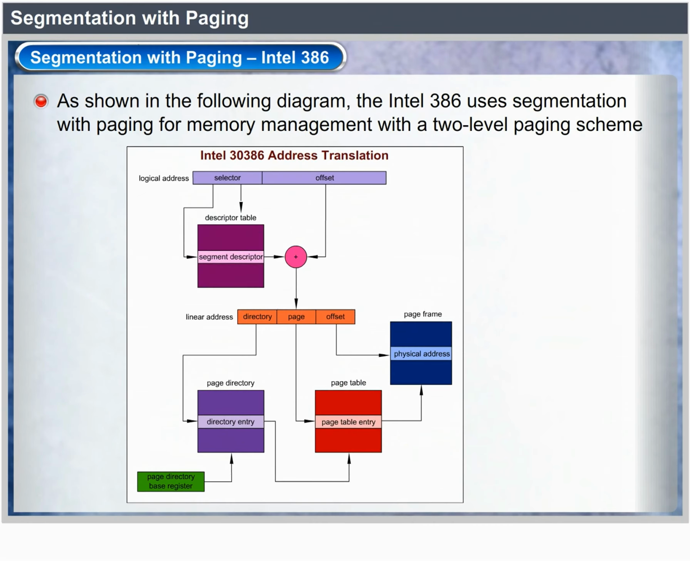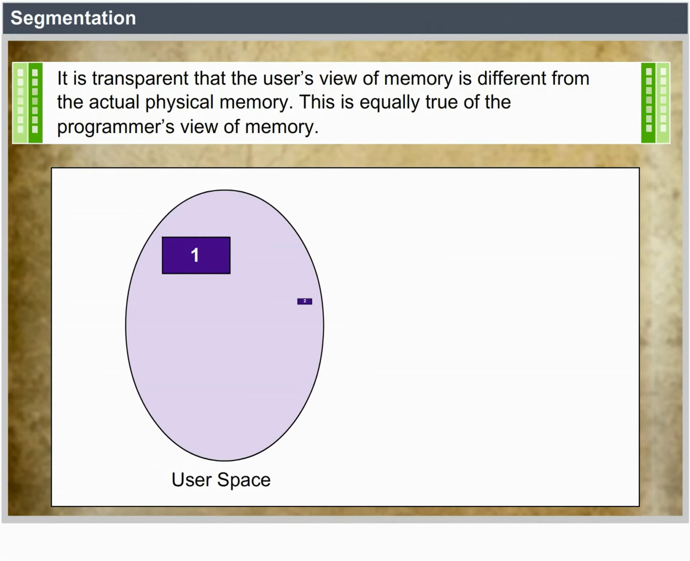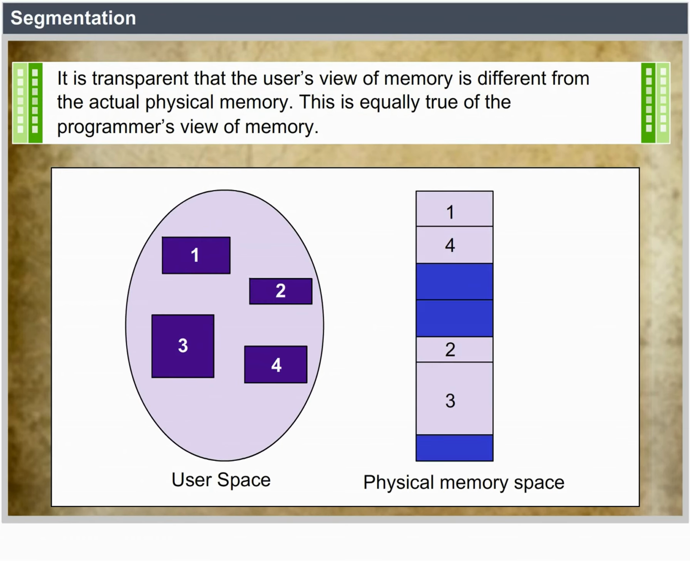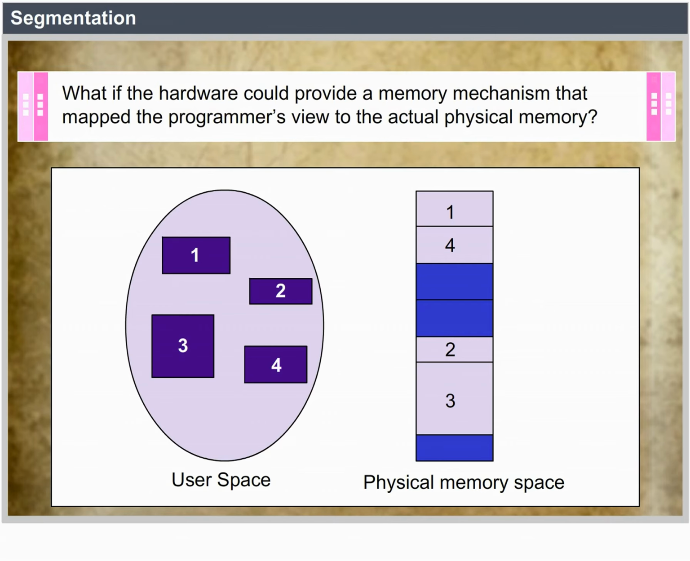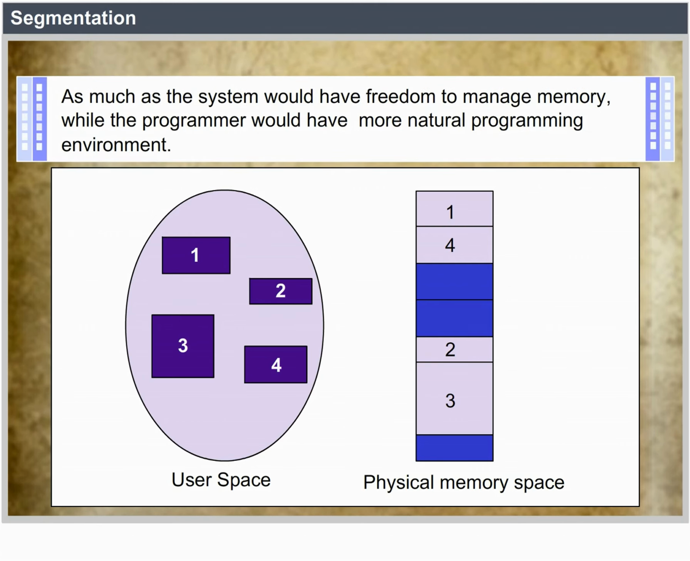Segmentation. As we've already seen, the user's view of memory is not the same as the actual physical memory. This is equally true of the programmer's view of memory. Indeed, dealing with memory in terms of its physical properties is inconvenient to both the operating system and the programmer. What if the hardware could provide a memory mechanism that mapped the programmer's view to the actual physical memory? The system would have more freedom to manage memory while the programmer would have a more natural programming environment. Segmentation provides such a mechanism.